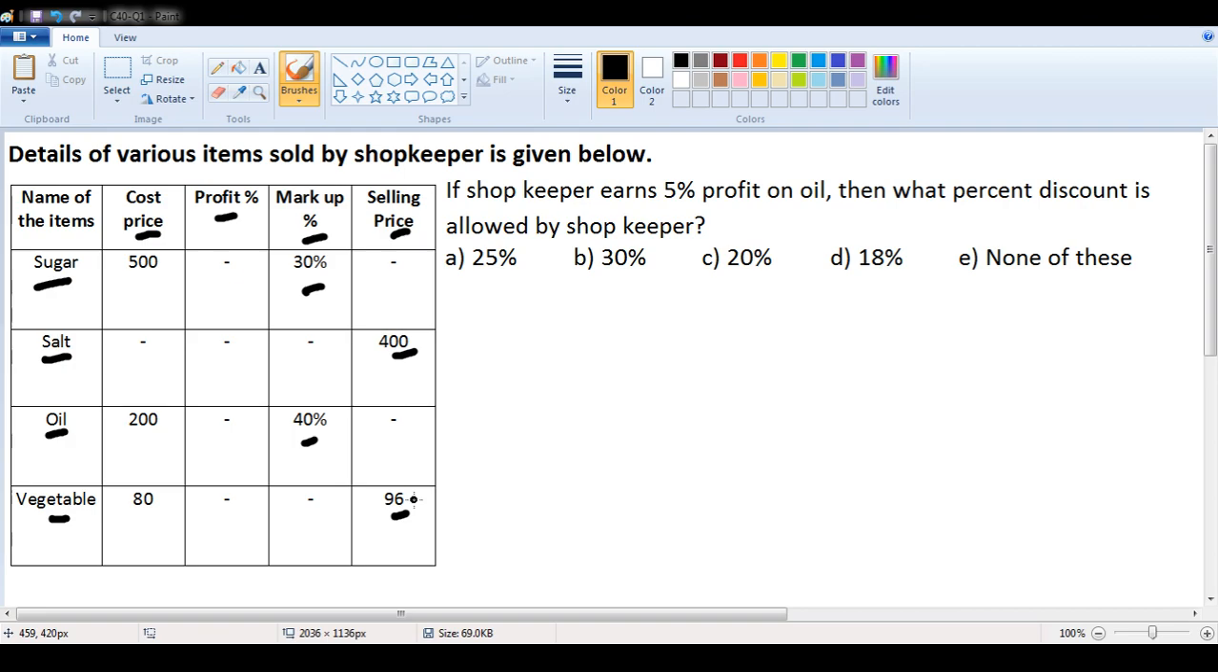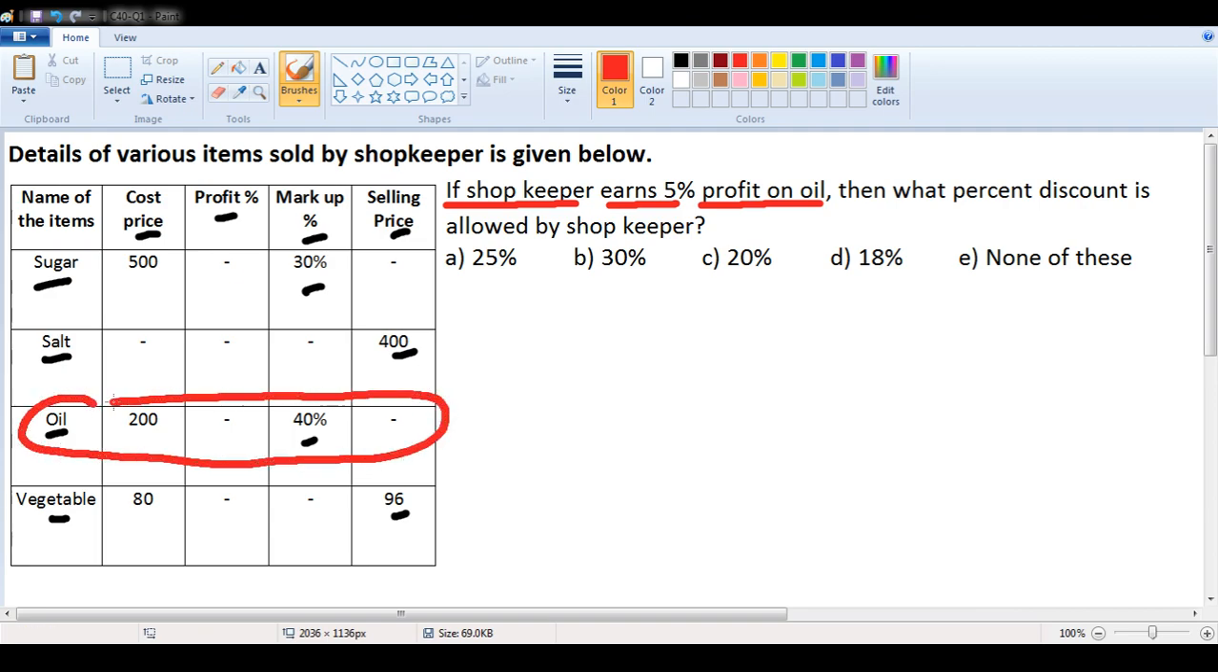Now see here, very easy caselet, provided the terminology is very clear, which I explained multiple times in my DI. Now let us come to the first question directly. If the shopkeeper earns 5% profit on oil, they are talking about oil, so I am interested in these values as of now. What is the discount percentage allowed by the shopkeeper? Now see here, they are telling that profit is 5%. 5% is 5 by 100. 5 by 100 is 1 by 20, right?